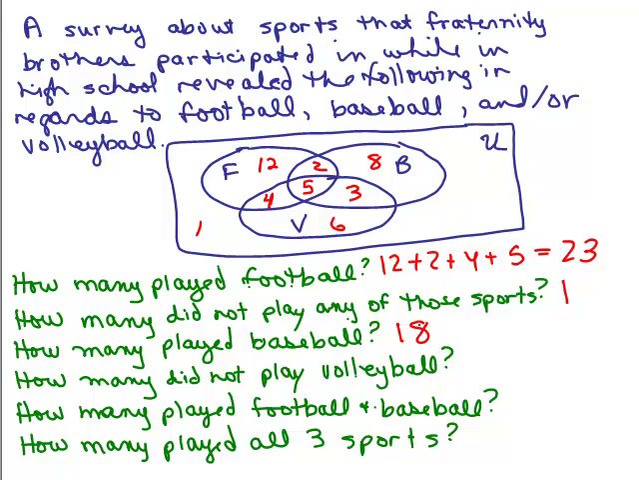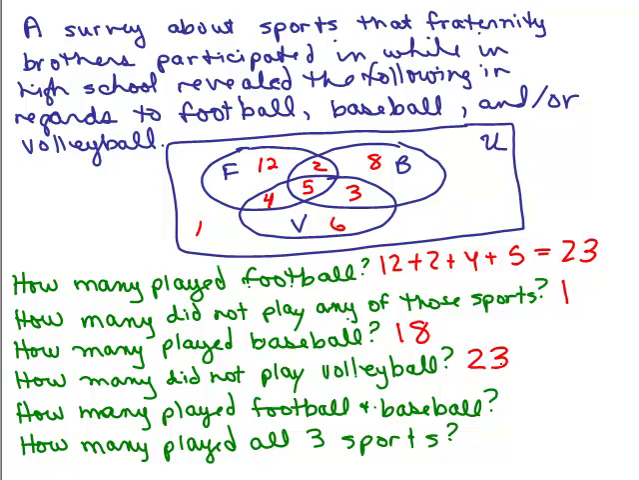How many did not play volleyball? Okay, so this time we're going to look at the volleyball circle, but we want to look at all the people that are not in the volleyball circle, so we have to look outside of that. That's the complement of the volleyball, right? And there's 4 numbers there. We have a 12, a 2, and 8, and don't forget this one out here. So I've got 12 and 2 and 8, that's 22, isn't it? Plus 1 more, so that's going to be 23.